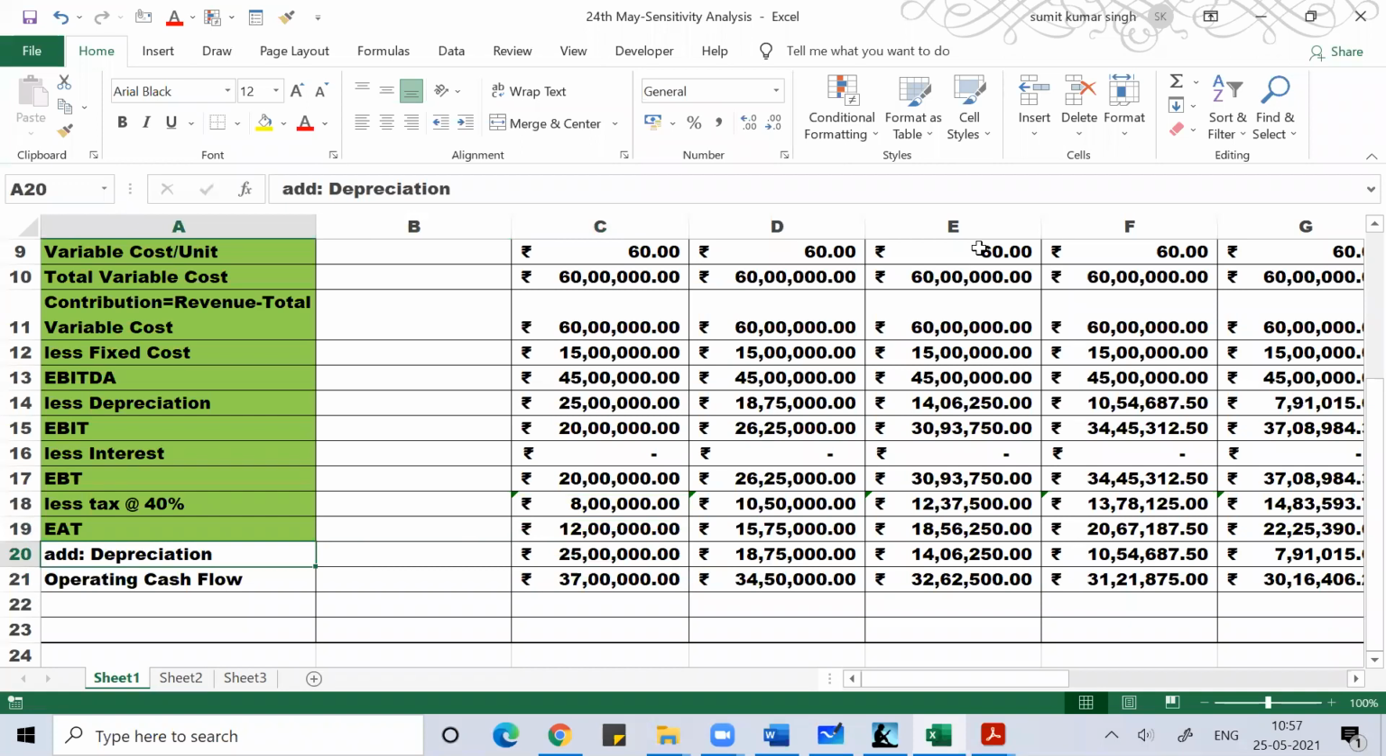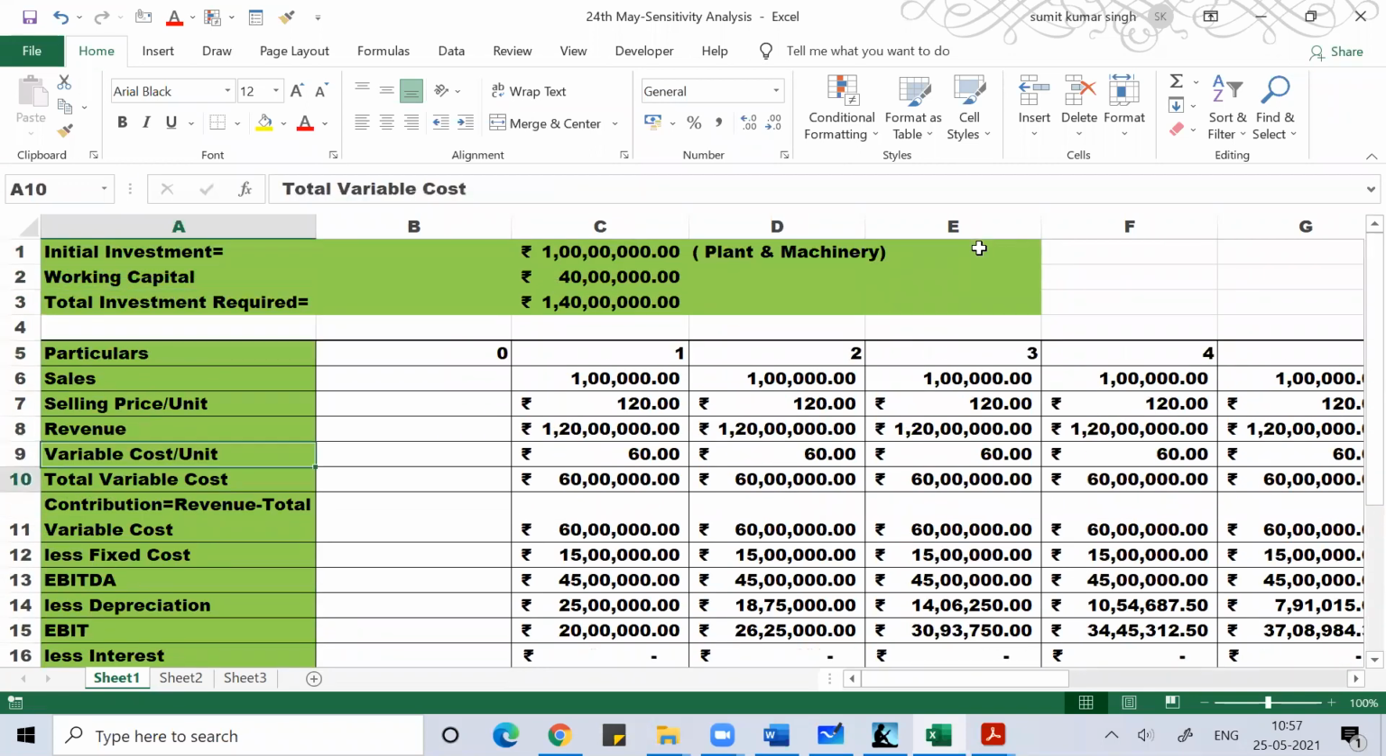You add back non-cash expenses, which you deducted before to save yourself from the payment of tax. Once you're done with that part, you can simply add them back, and what you get is called operating cash flow. Now the next thing is that you spent a working capital of 40 lakh rupees.